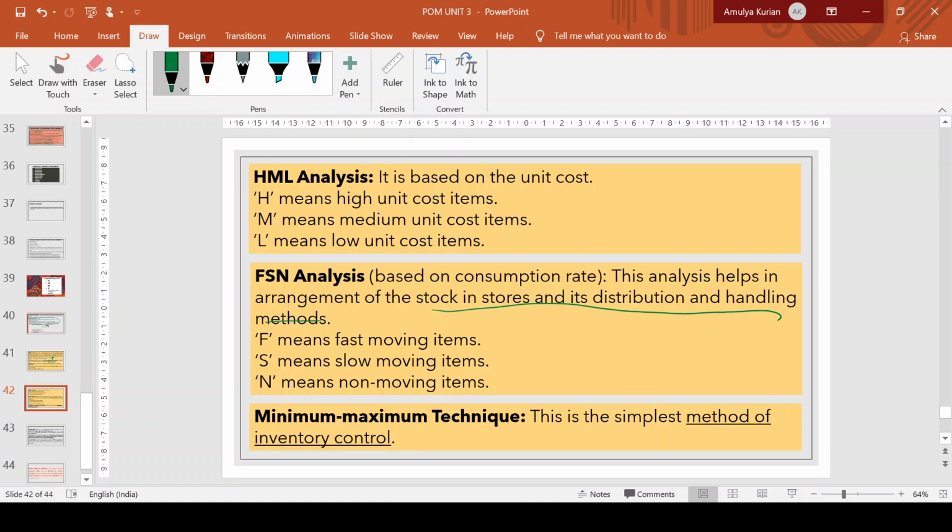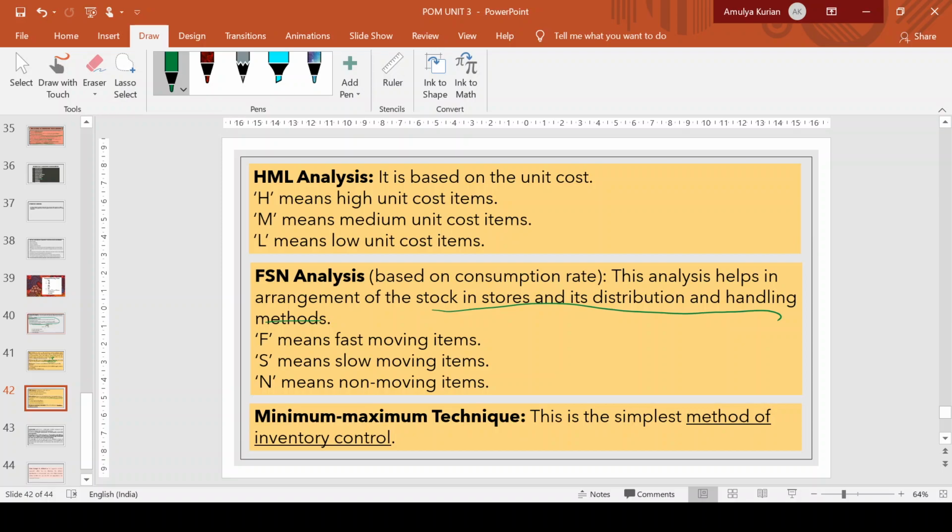So first one, F, which means fast moving items, which are highly consumable. S is slow moving, which is going very slow, and N is something which is non-moving. This analysis is done taking into consideration the average stay of the item in inventory and the consumption rate of the item. Okay. So that is FSN.